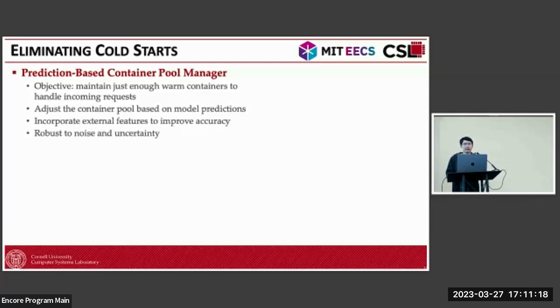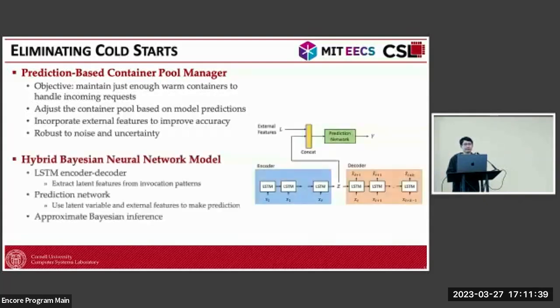To make accurate prediction and adjust the container pool accordingly, we need to incorporate external features, which can include time of day, day of week, and function trigger type information into time series prediction to improve the accuracy, and capture the seasonal trend in the function invocation patterns. We also need to make sure that the model is robust to noises and load fluctuations. To achieve this goal, we use a hybrid Bayesian neural network to infer future invocation rate.